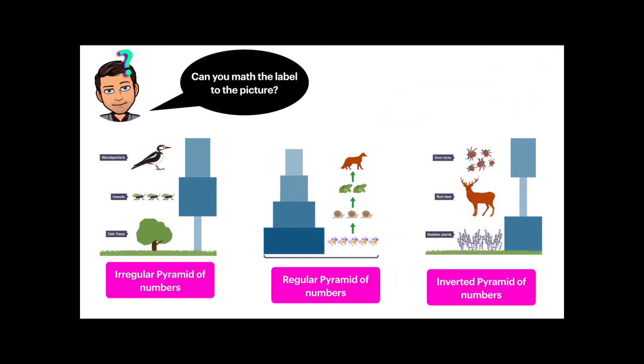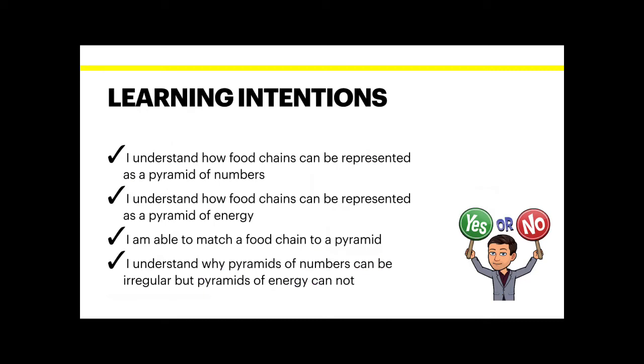And the one on the far right then is inverted. It looks normal at first if you cover the top. You've got a larger population of plants or producers. It's supporting a small population of deer, but there's very small organisms called ticks which are living off the deer. Now, one deer could have thousands of ticks on it. Therefore, it's inverted because the pyramid gets larger again at the top.